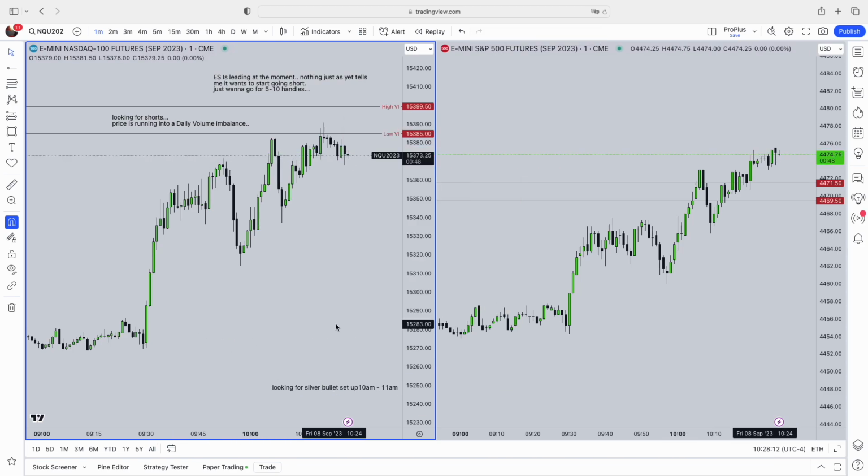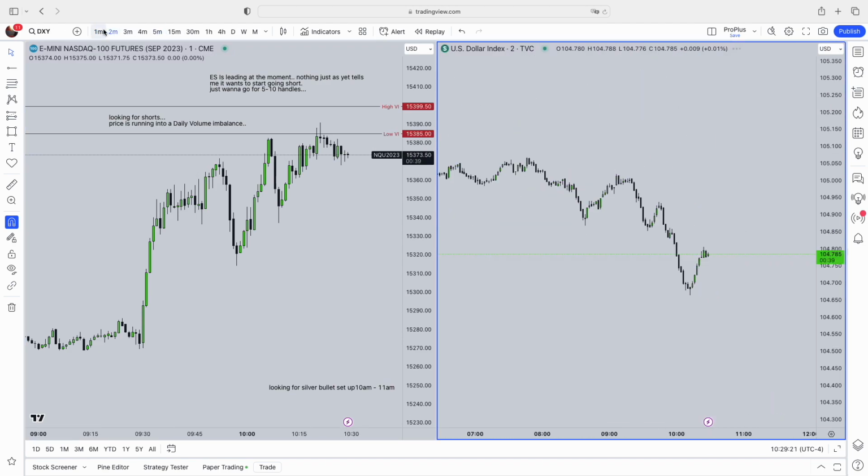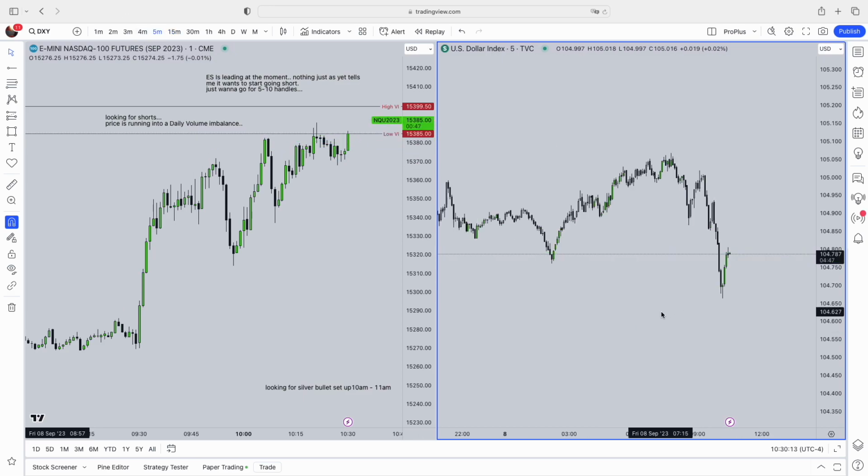So as you see, Nasdaq runs into a daily volume imbalance, the two red lines above. And yes, I wanted to wait for displacement, and it drops lower to get into a fair value gap, which is silver bullet. So just keeping it quite simple.